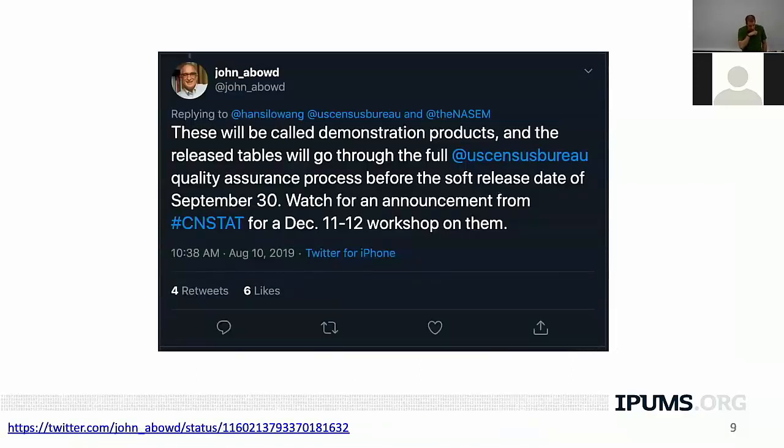John Abowd responded to Hansi Lo Wang on Twitter saying that these will be demonstration products. They will go through the full QA/QC process at Census and hopefully be available by September 30th. And then hopefully at the proposed CNSTAT workshop in December, people can come together to present analyses using that 2010 data.